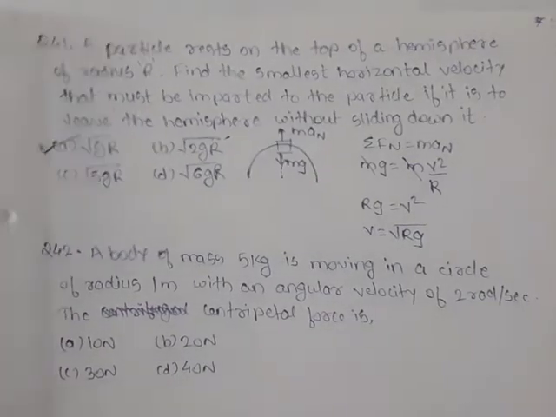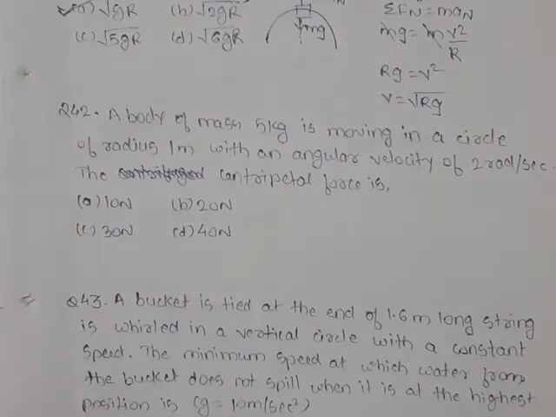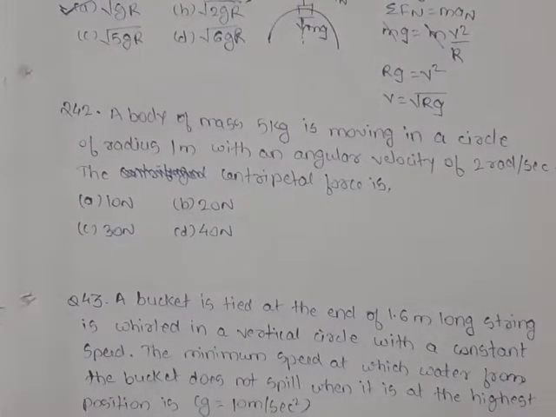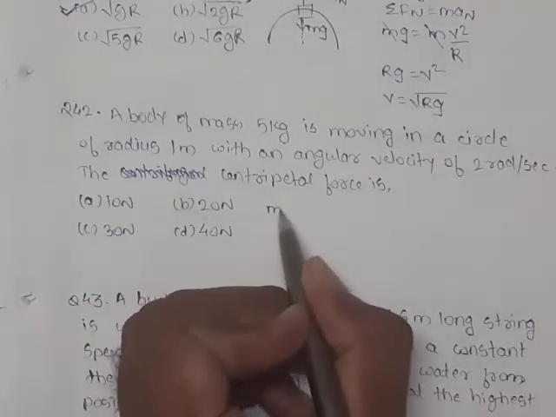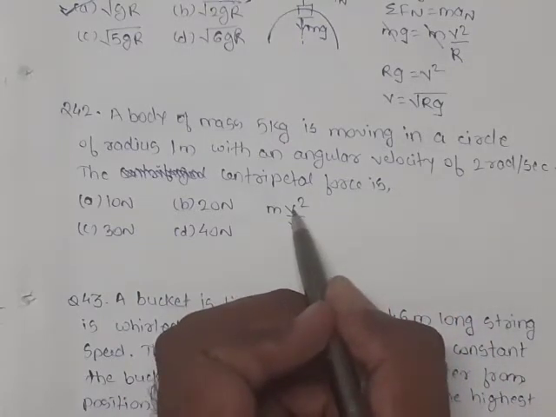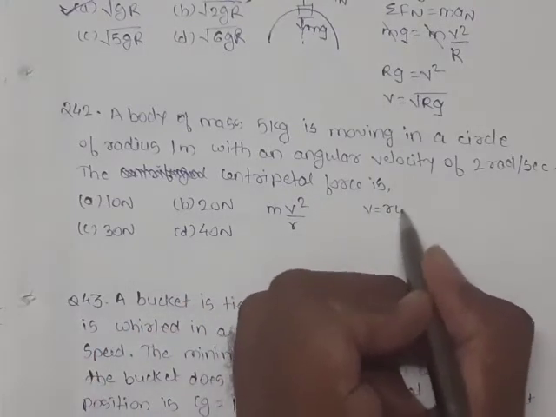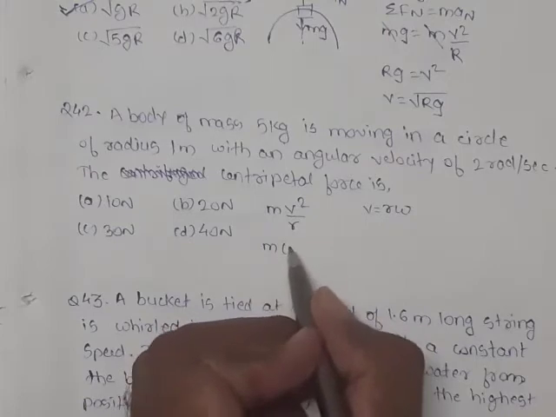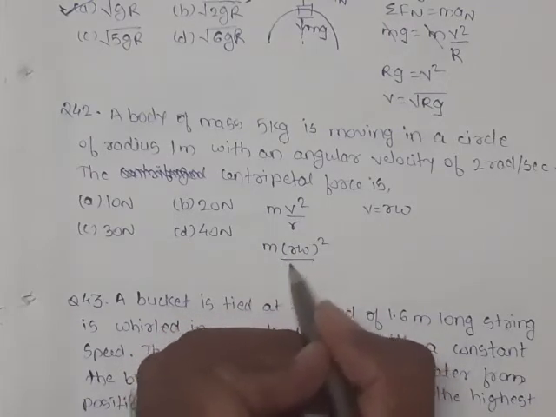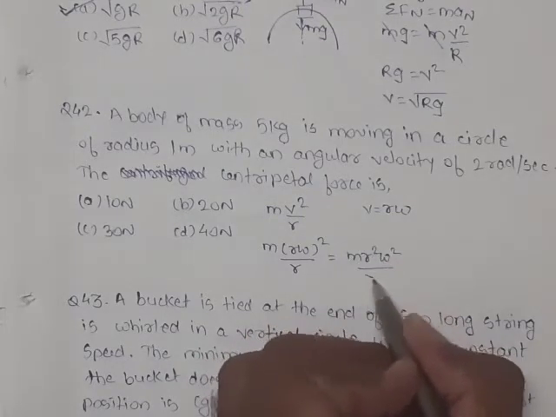Now question 42. A body of mass 5 kg is moving in a circle of radius 1 meter with an angular velocity of 2 radian per second. The centripetal force is. Now we are familiar with the formula of centripetal force, which is equal to mv square upon r. Also, we know the relationship between the linear velocity and angular velocity, since v equals r omega. We will put in this value. Therefore, m (r omega) whole square upon r, which is equal to m r square omega square upon r.